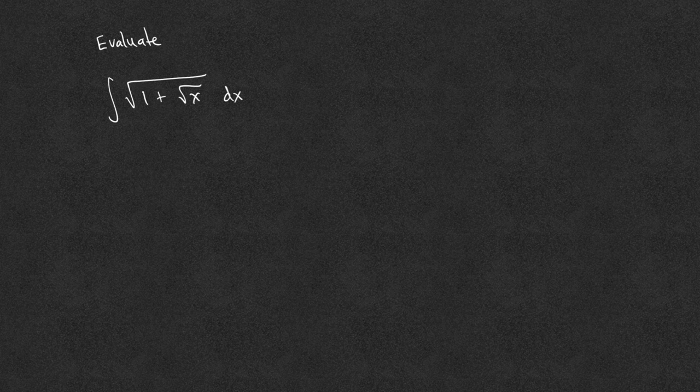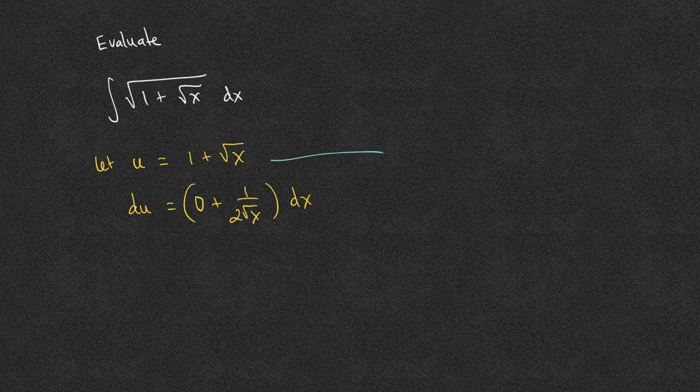The guideline is that when we perform u substitution, we let u be the inner function. In this case, the inner function of the radical function, which is 1 plus the square root of x. And we see that du is 0 plus 1 over 2 root x dx, but this is not present in the integrand. However, once we let u be 1 plus the square root of x, we can isolate the square root of x and end up with u minus 1.